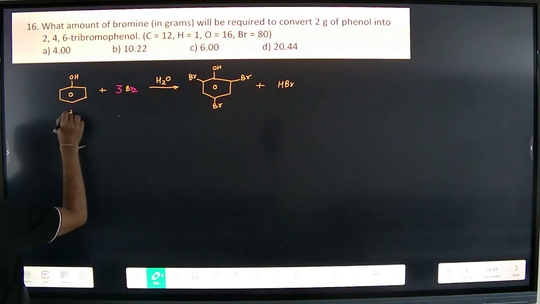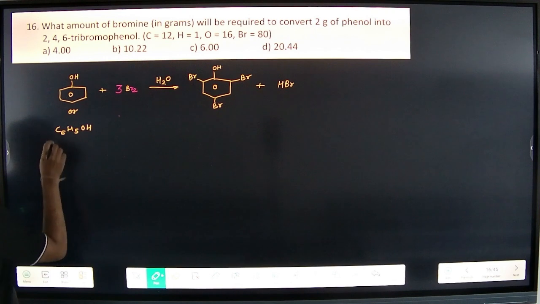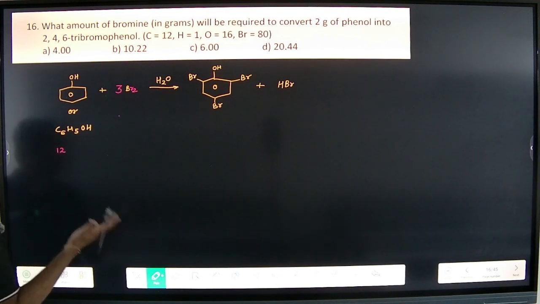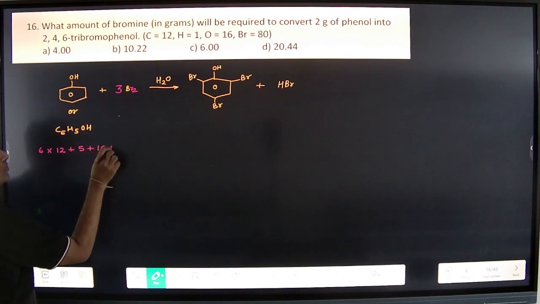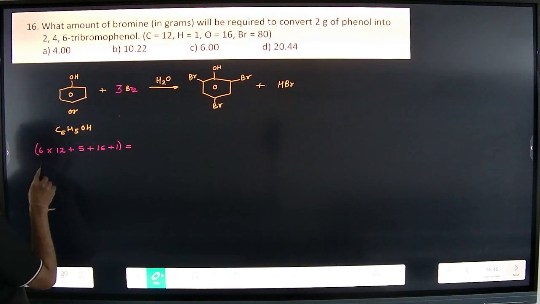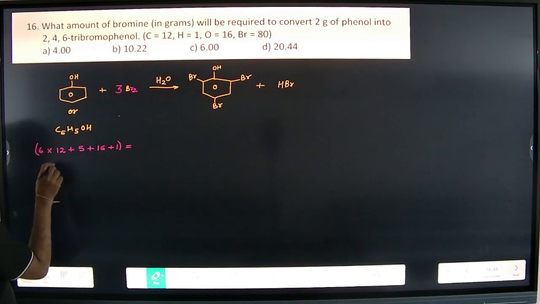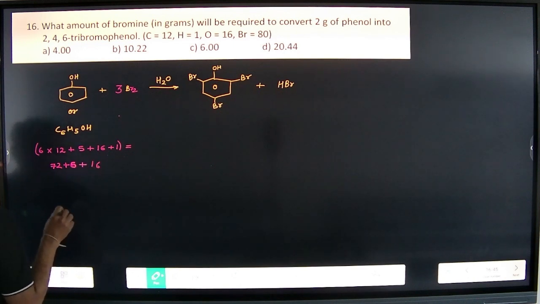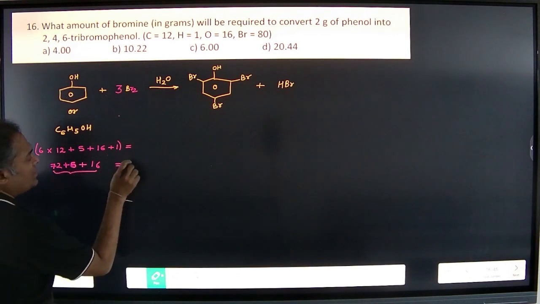Now, phenol has C6H5OH. Carbon atomic weight is 12, so 6 times 12 is 72, plus 5 for hydrogen, plus 16 for oxygen, and plus 1 for the other hydrogen. So 72 plus 5 is 77, plus 1 is 78, and 78 plus 16 will give me 94, correct?